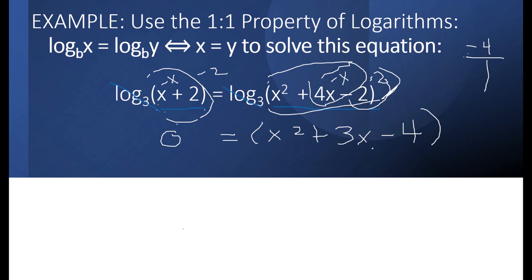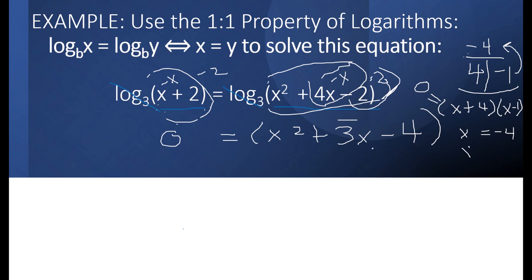So that would be positive 4 times negative 1, multiply to give me a negative 4. But when you add these together, you get a positive 3. So we can factor this into x plus 4 times x minus 1 equals 0. Set each factor equal to 0. So we have two solutions here, x equals negative 4 or x equals positive 1.